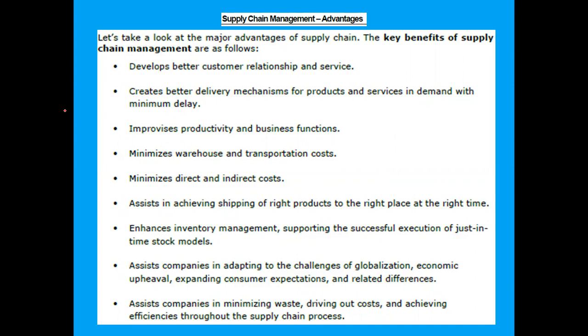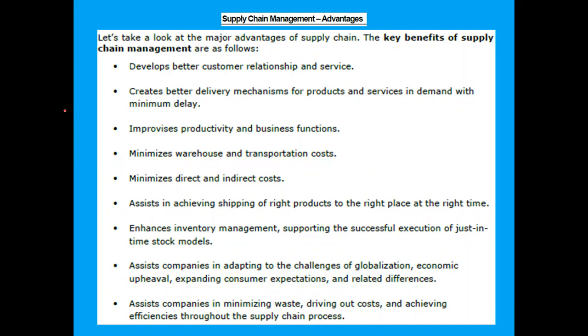enhances inventory management, supporting the successful execution of just-in-time stock models. Next, assists companies in adapting to the challenges of globalization, economic upheaval, expanding customer expectations and related differences. Assists companies in minimizing the waste, driving out cost, and achieving efficiencies throughout the supply chain process.